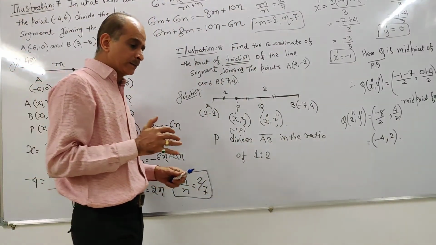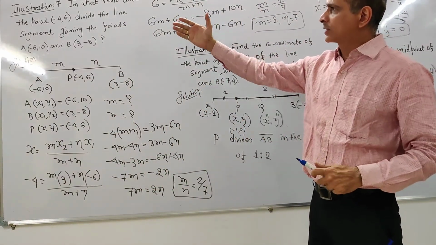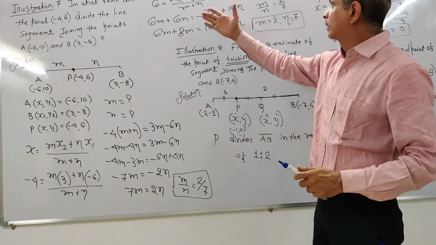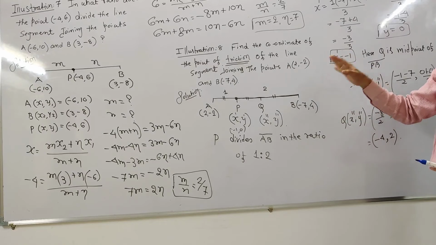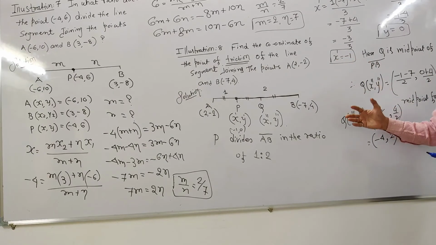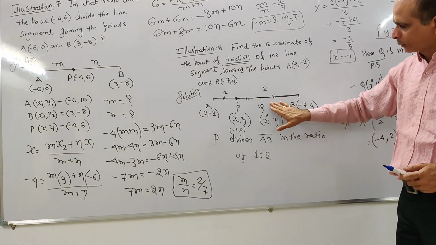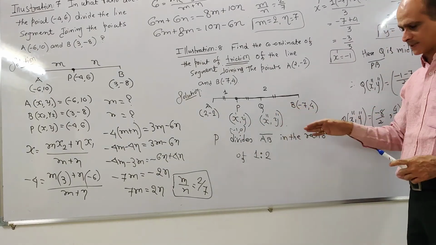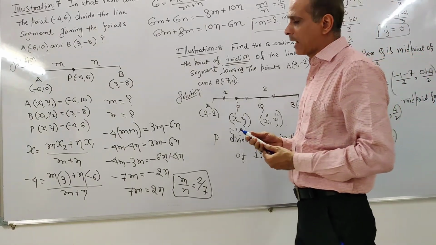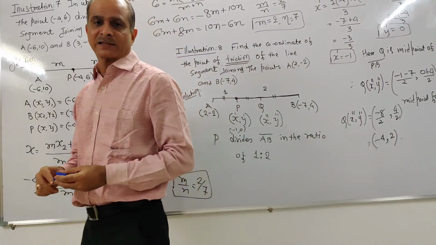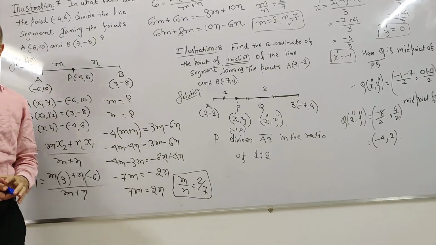So today we have solved only 2 examples. The first one, illustration number 7, was how to find the values of m and n. In the second example, we found the coordinates of the points of trisection, how to find P, x', y', and similarly the coordinates of Q, that is x'', y''. In the next class we will solve illustration numbers 9 and 10, and then we will start exercise 7.2 of chapter 7, that is coordinate geometry.